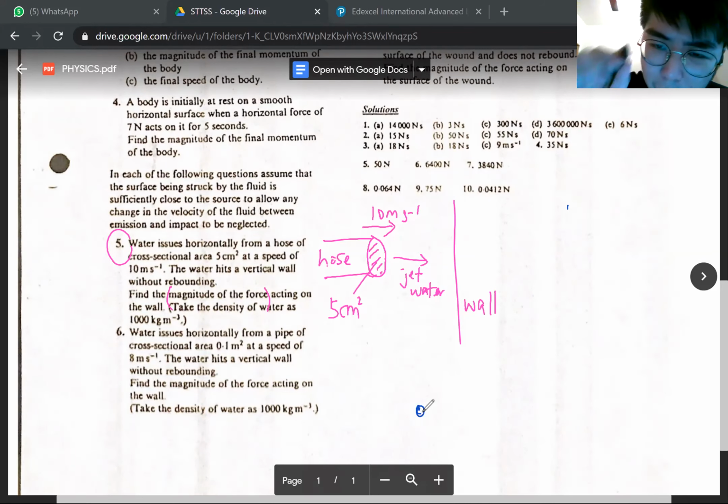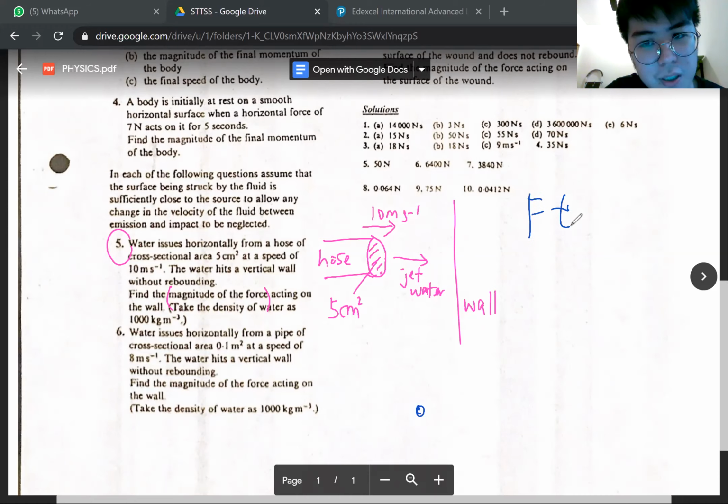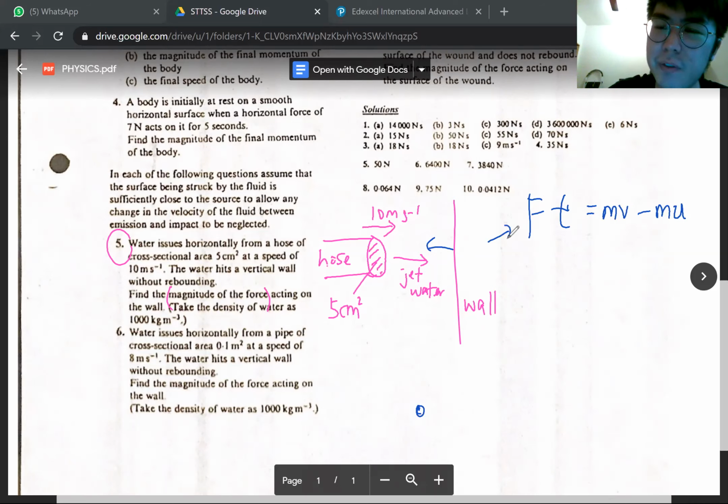The formula, what is the formula for impulse and momentum? So we learn about impulse, which is Ft, force times time, equals the change of momentum, mv minus mu. Okay, so whenever there is a change of momentum, there is a force acting. Now back to this question. This question is asking you to find the magnitude of the force acting on the wall. Because you have a jet of water shooting out. So how do we find that? Okay, we use this formula. Ft equals mv minus mu.